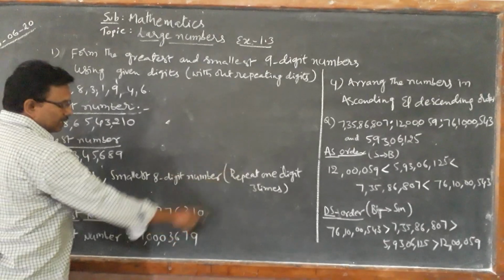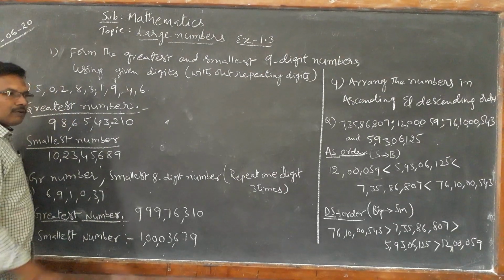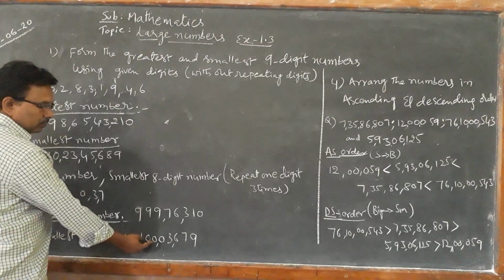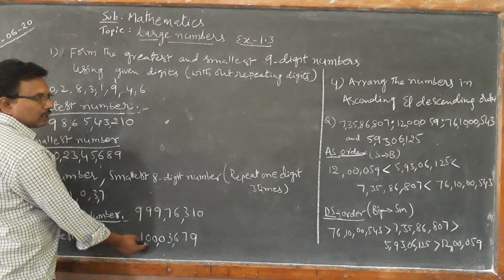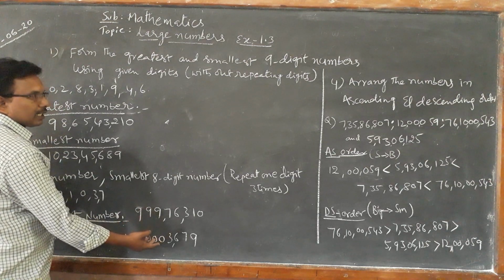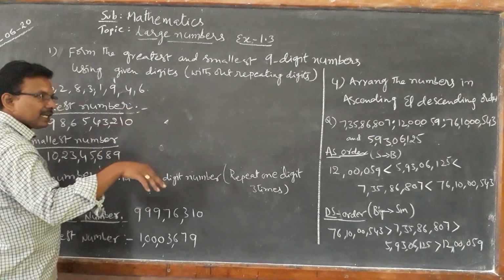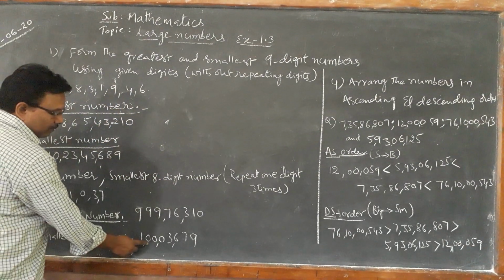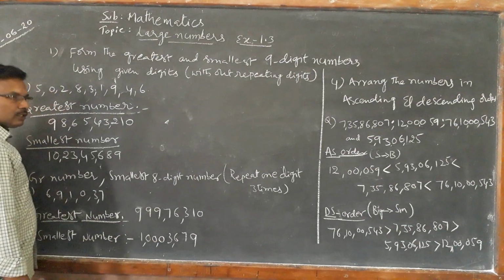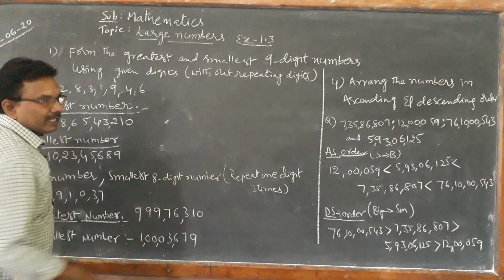So as per the condition, you can repeat any one digit. Here I repeated 0 three times, not 1. If you repeat 1 three times, you will get a bigger number. But the last thing you asked is the smallest possible number. So for that, you should repeat only 0 three times as per the given condition.